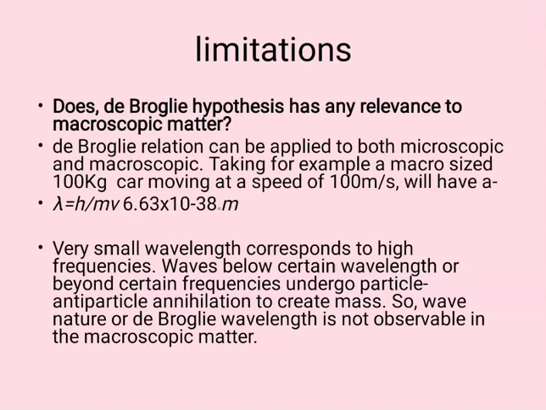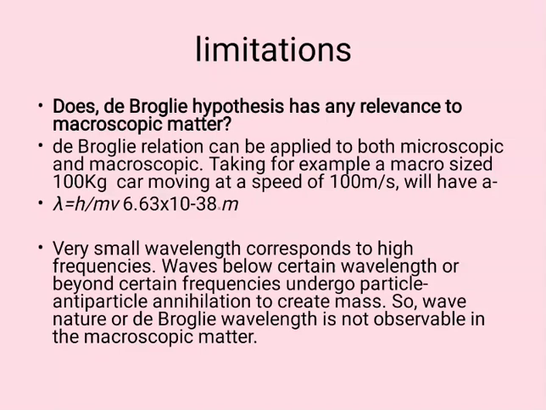Next are the limitations of the de Broglie concept. The question arises, does the de Broglie hypothesis have any relevance to macroscopic matter? Now for that, consider a car having mass 100 kg moving at a speed of 100 meters per second. Let us calculate lambda for it using the de Broglie equation. Lambda is equal to h upon mv.